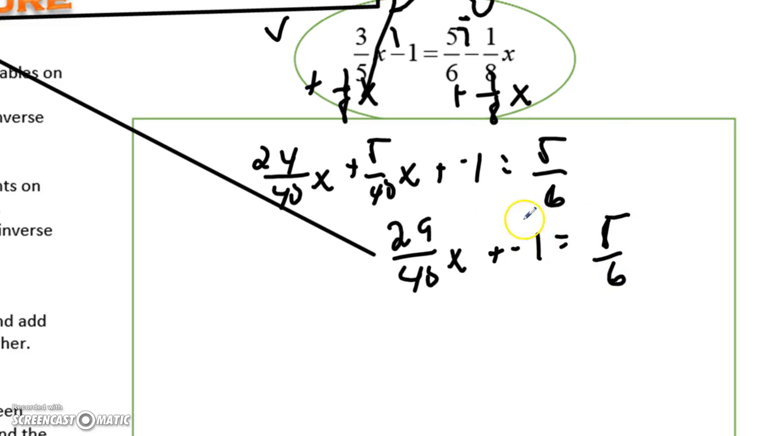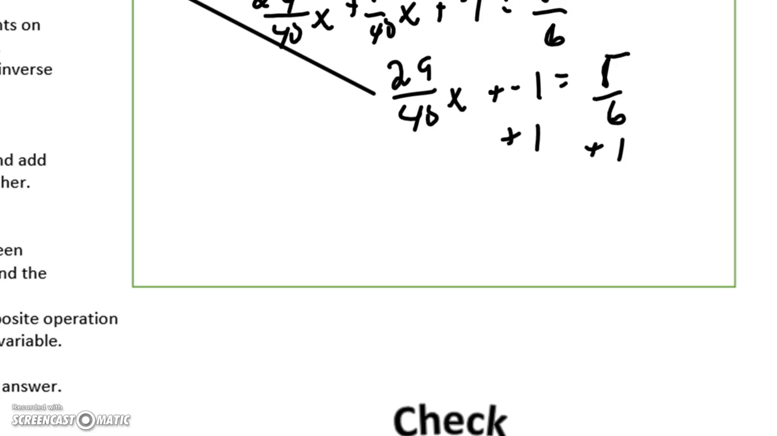I use the additive inverse to move my constant to the other side. I'm going to add a 1 to both sides. And I have 29/40 x equals, and 1 in terms of sixths is 6 over 6. 5 plus 6 would be 11/6.